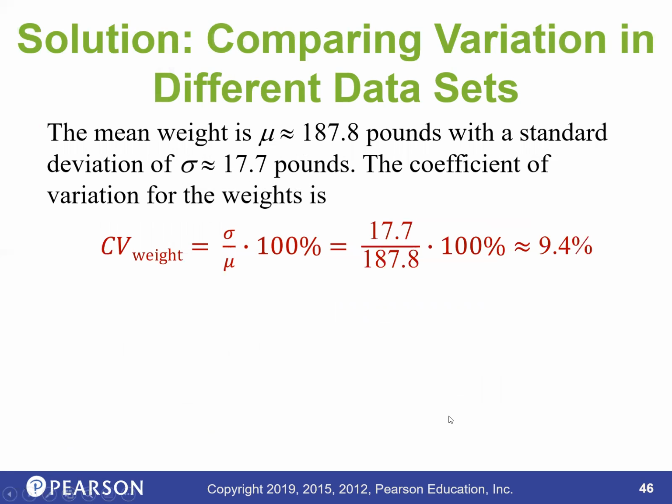9.4, boom, okay. So now let's compare these two. I got 4.5 for the first one. I got 9.4 for the second one. And the question is, what does all this mean? Well, it means variation. It's how much variation do you have from the mean?